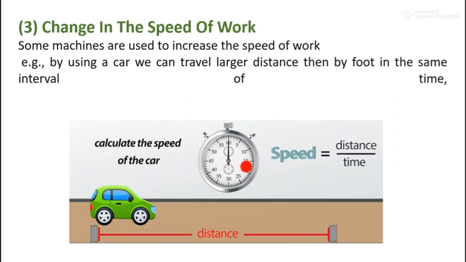Now, second topic, change in the speed of work. Some machines are used to increase the speed of work. For example, by using a car, we can travel a large distance in the same interval of time as compared to going by foot. We can easily move with the help of a car, and we can apply a small force to cover a long distance in a small interval of time as compared to walking by foot.